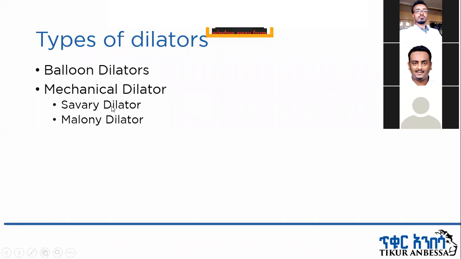The way you dilate these caustic strictures is you have two options. One is using a balloon, and the other is using mechanical dilators. It's a Savary dilator or Maloney dilator. These are their names. We have both these accessories in our hospital here in Black Lion.